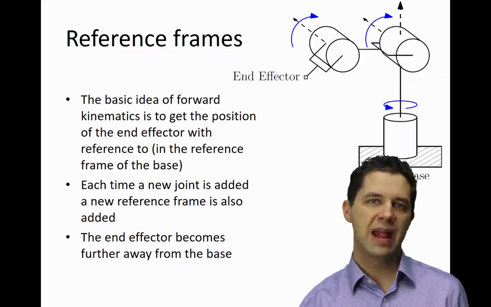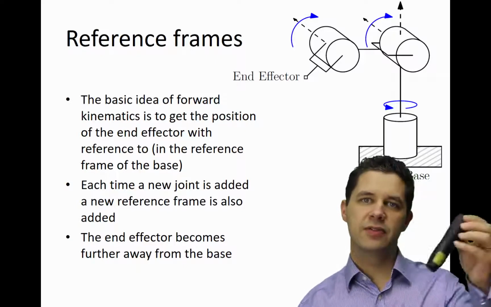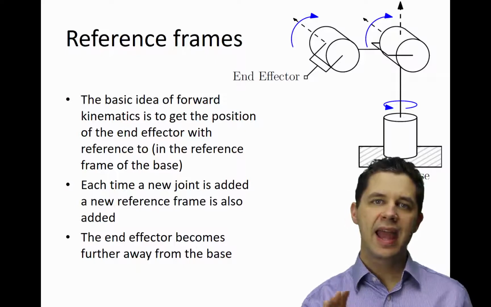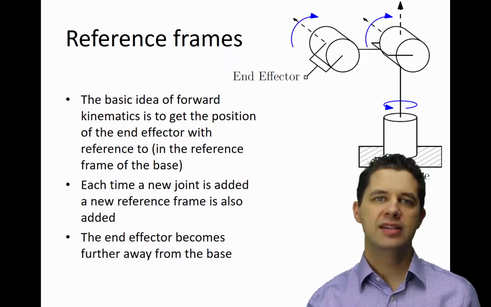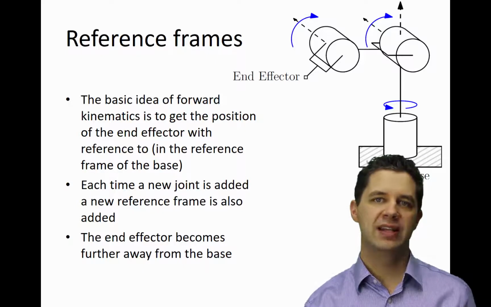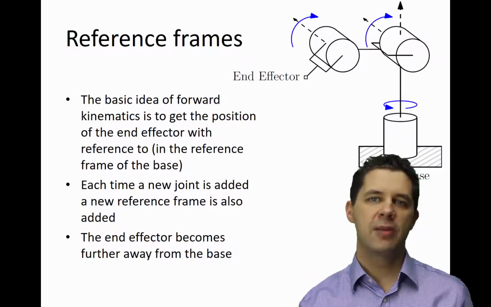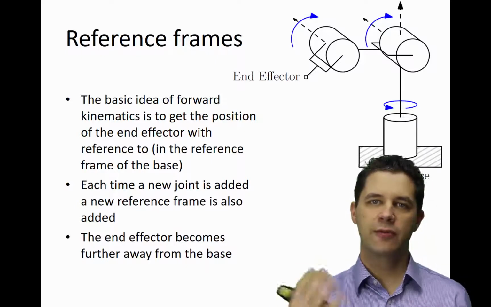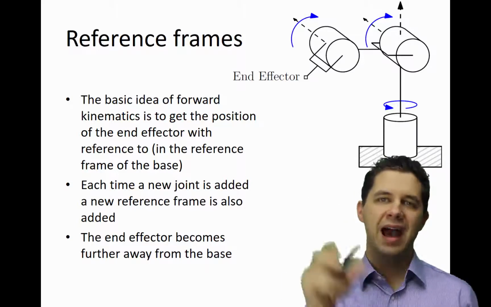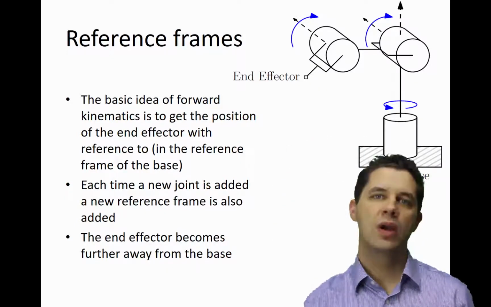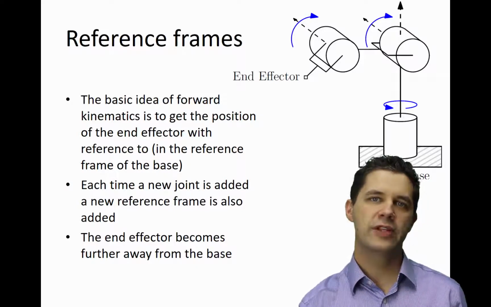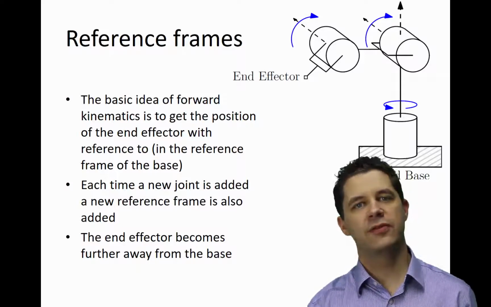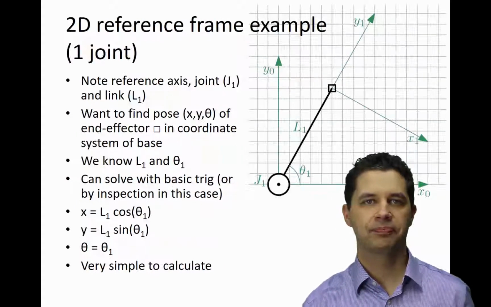The basic idea of forward kinematics, we're reminded, is we're trying to get the position of the end effector in the reference frame of the base that we've got there. And each time a new joint is added to our system, we have another reference frame that's also added here. So for our diagram here, we'd have a fixed base, a reference frame associated with that. We'd have a reference frame associated with that first revolute joint that can turn like that. And then two more reference frames associated with each of those other joints. And then a final reference frame associated with the end effector as well. And so each time we add another one, the end effector effectively becomes further away from the base.